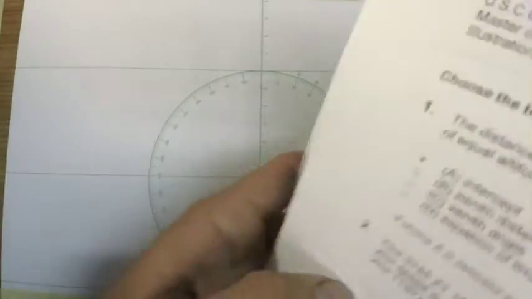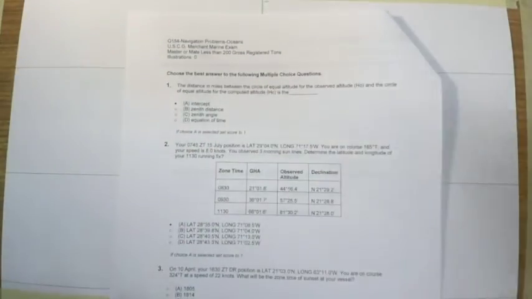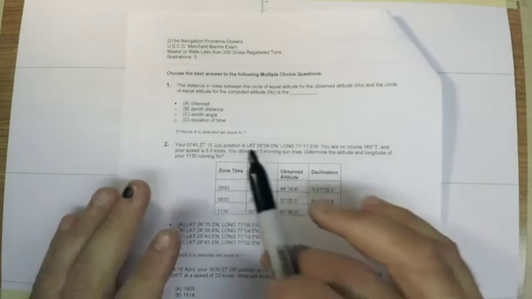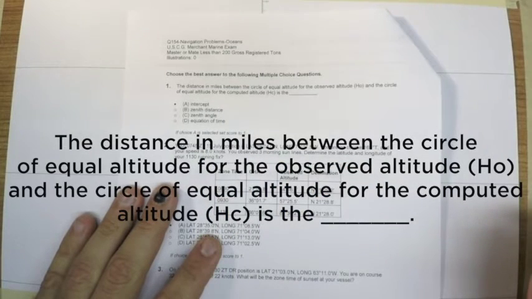In this video, we'll solve the first problem. It turns out that the first problem is actually a trivia problem, so we won't have to do much math for this at all. The question reads: the distance in miles between the circle of equal altitude for the observed altitude and the circle of equal altitude for the computed altitude is the blank.